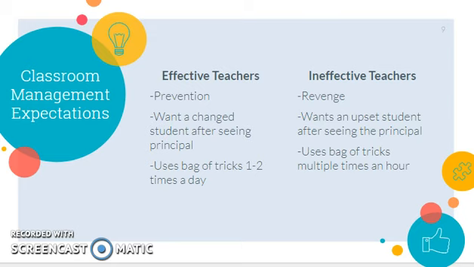Some management expectations to cover would be to explain how effective teachers prevent behaviors from happening. An effective teacher wants to see a changed student come back to the classroom, while an ineffective teacher wants to see a student that is visibly upset when they return to the classroom from being sent by the principal.